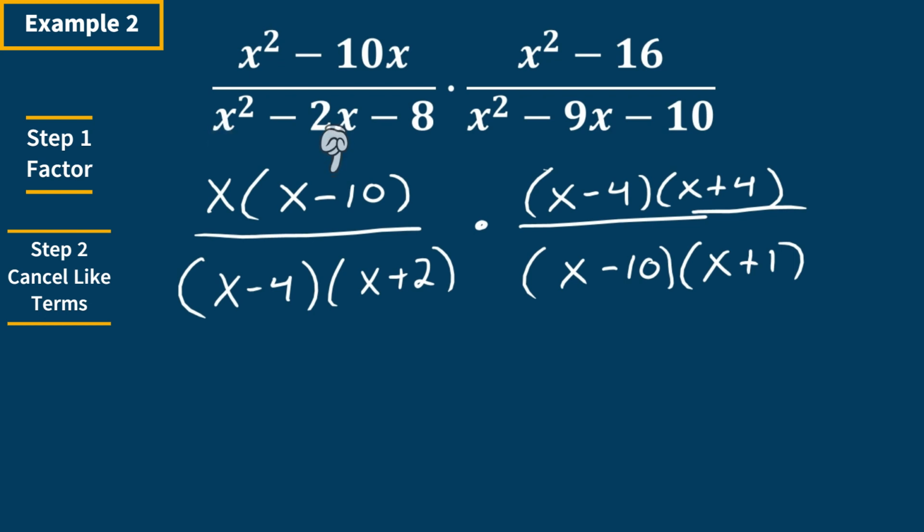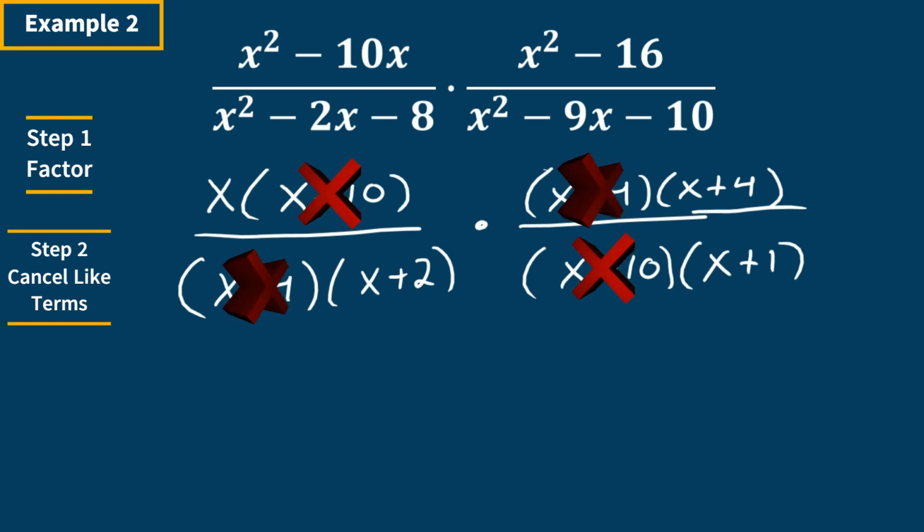Next, we look at x minus 10. We can see that there's an x minus 10 in the other denominator. That means we can cancel those. Now, let's look at x minus 4. We see that there's another x minus 4 in the first denominator, so we can go ahead and cancel that. Now, we look at x plus 4. There's no other x plus 4 terms in the denominators. That means it's going to stay the same.